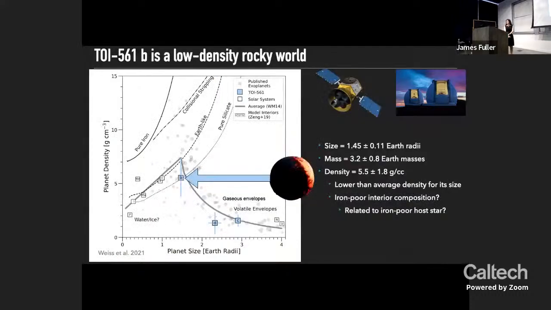We can gain insight into the composition of this planet by placing it on a mass radius diagram. The planet in question is indicated by the big blue arrow, but it also has a couple of neighbors, which you can see. What you might notice here is that planet b has a slightly lower density than what is average for planets of its size, suggesting that the interior might be iron poor. So perhaps this planet inherited an iron poor composition from the same nebular material that formed its iron poor host star. Of course, you might notice that's a pretty big error bar on the planet density, and a better mass measurement would certainly help determine the composition of this planet.